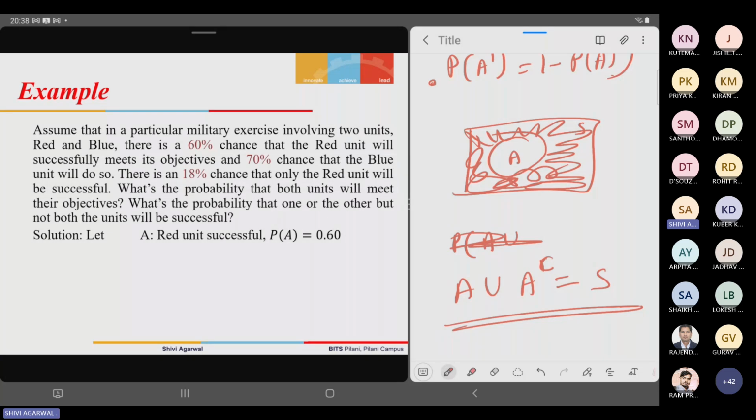Okay, now we are just taking one example. Assume that in a particular military exercise involving two units, red and blue, there is a 60% chance that the red unit will successfully meet its objective and a 70% chance that the blue will. Okay. There is an 18% chance that only the red unit will be successful. Only the red. What is the probability that both units will meet their objectives?